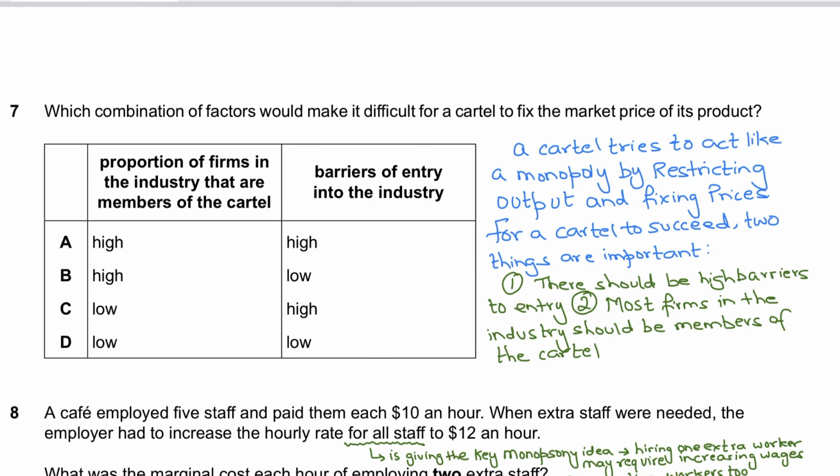So the thing is, why do we say that barriers to entry matter? The answer for question number 7 has to be D for David, where the proportion of the firms in the industry that are members of the cartel is low and the barriers to entry are low, because the question is asking which combination of factors would make it difficult for a cartel to fix the price. Not easy for the cartel to fix the price, difficult for the cartel.